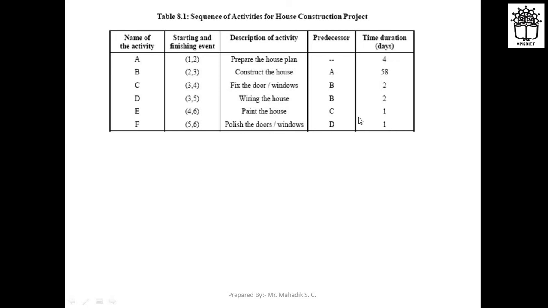Is it possible for you to draw the network diagram with the help of this given data? I am just asking about the network diagram with the help of the activities and their predecessors. Events are given 1 to 6, like that.